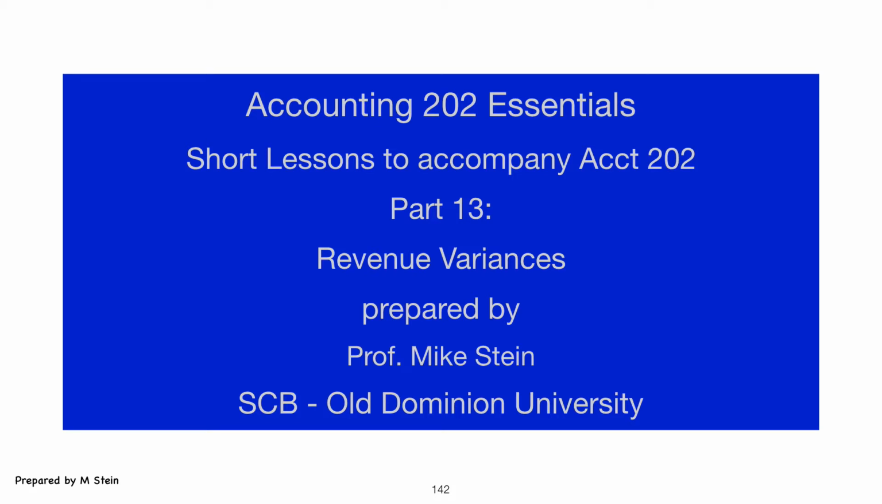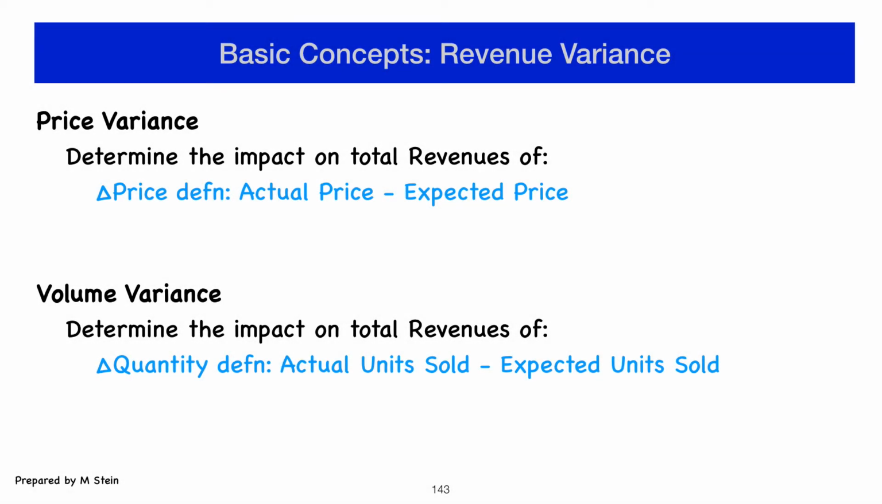In this lesson, we're going to take our first look at variance analysis, starting with revenue variances. Actual revenues can vary from the budgeted revenues because of differences attributable to price and differences attributable to volume. The price variance measures the portion attributable to price, while the volume variance measures the portion attributable to quantity.